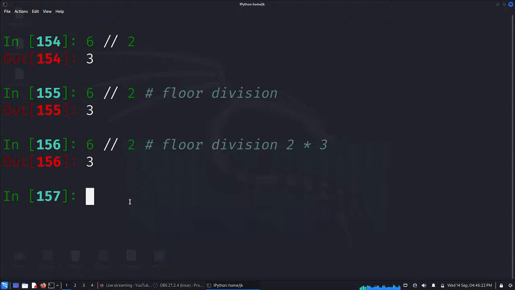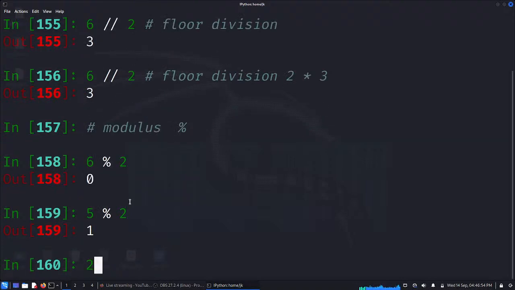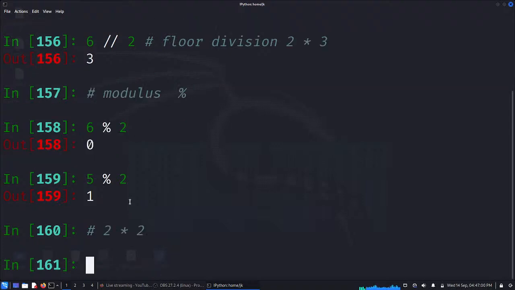So we get 3. We also have the modulus, the percentage operator. We can say 6 % 2, this gives the remainder. The remainder here is 0. And 5 % 2 gives us 1, because 2 times 2 is 4, and the remainder is 1.